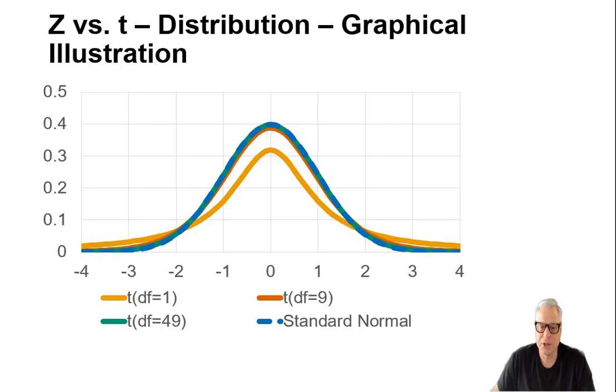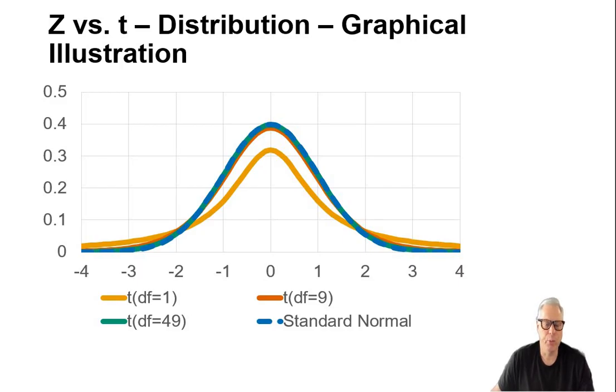Then you can barely see maybe the orange curve, which is already pretty close to the standard normal, which is dotted. The orange distribution line has 9 degrees of freedom, and that means the sample size was 10. And then you see a green line which has 49 degrees of freedom and which is based on a sample of 50. You can see that this distribution strongly overlaps with the standard normal distribution.